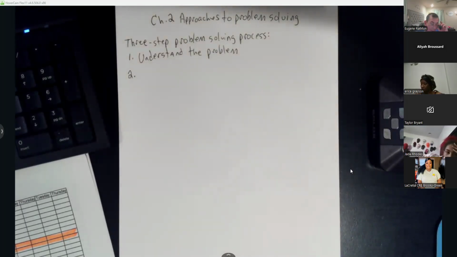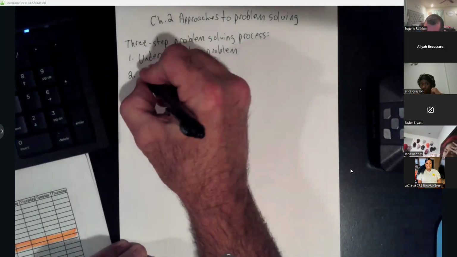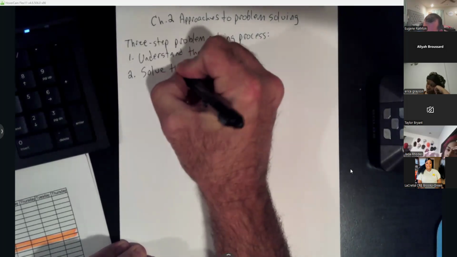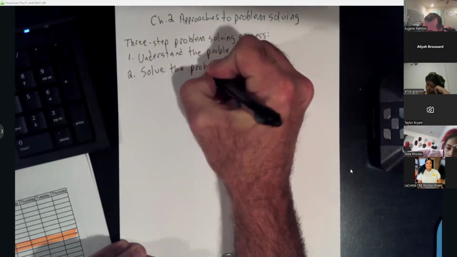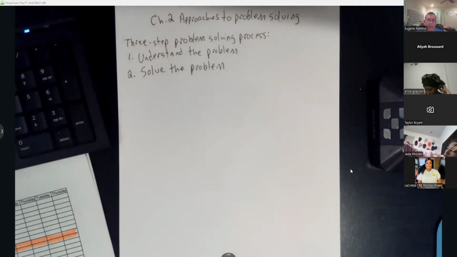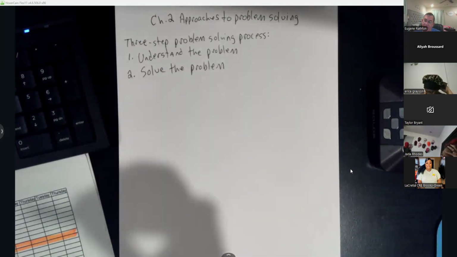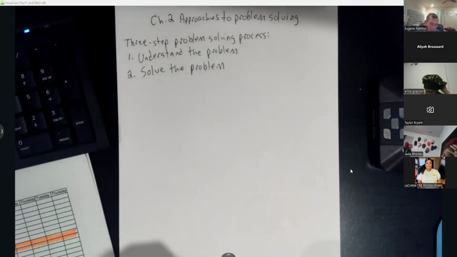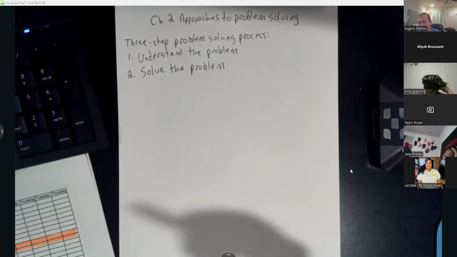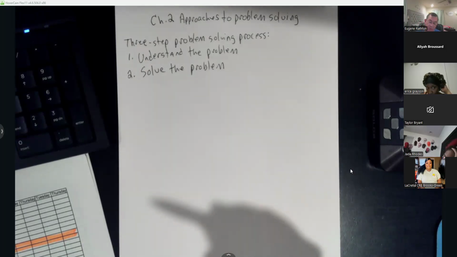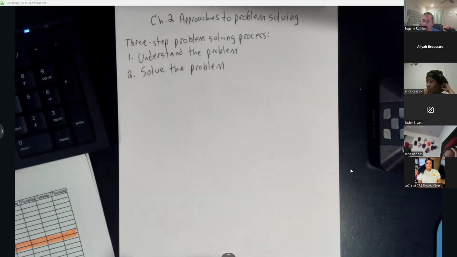So the next step is to actually solve the problem. Once you understand what you're looking at, obtain any needed information or data, keep an organized, neatly written record of your work, double check each step as you work to avoid errors.